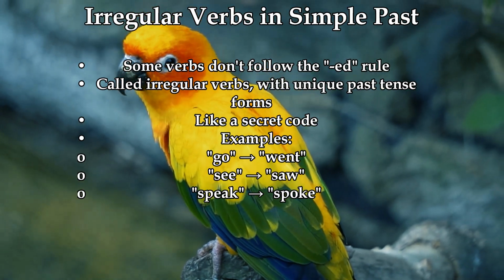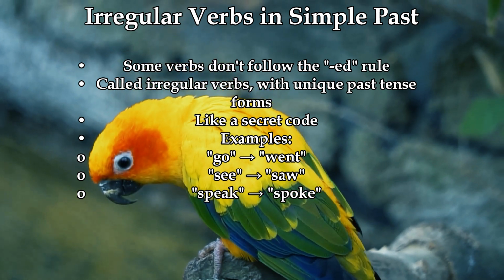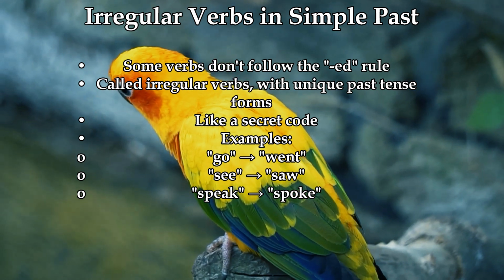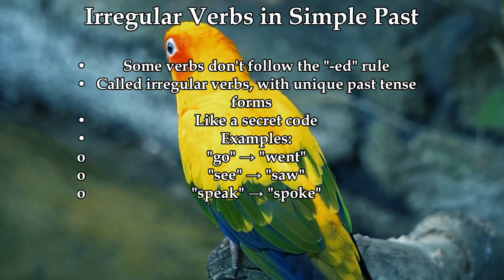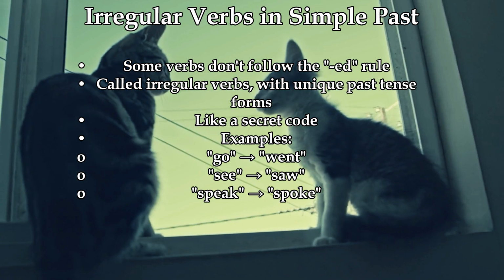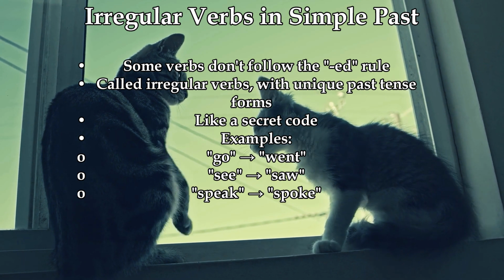Now, some verbs are a bit rebellious. We call these irregular verbs, and they have their own unique past tense forms. For example, go becomes went, see becomes saw, and speak becomes spoke. It's like they have their own secret code.